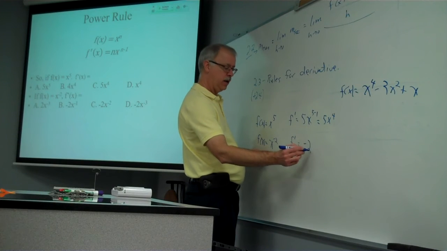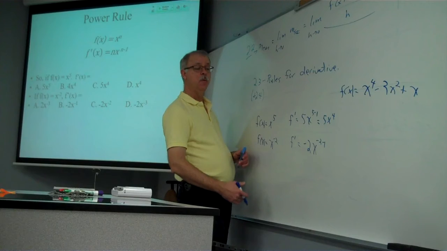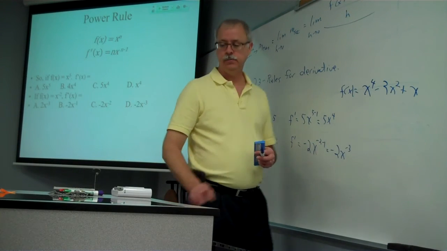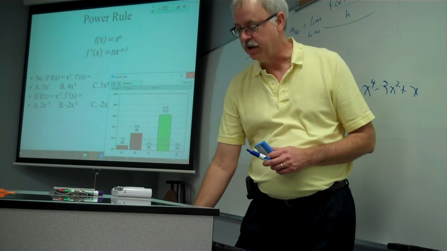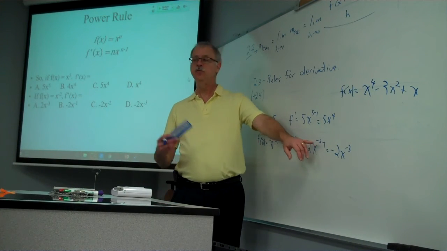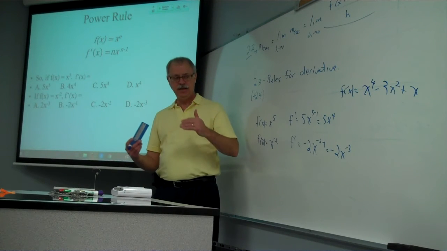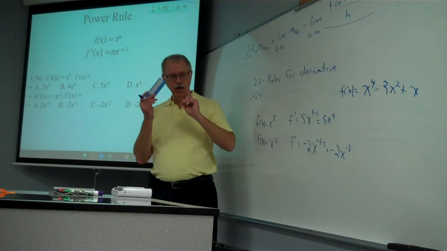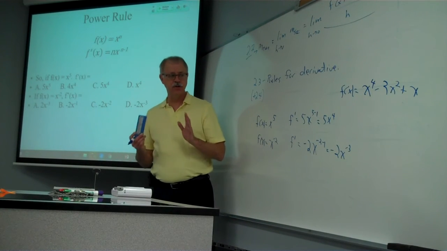We bring the power down and we decrease the power by 1. Well, negative 2 minus 1 is actually negative 3. So our answer here is D. Those that said B, I understand where it came from. You just saw negative 2 minus 1 and took 1 away from 2. Well, negative 2 minus 1 is not negative 1. It's negative 3. So when we hit negatives, we've got to think a little bit more about how we do that subtraction. But it's still the same rule.